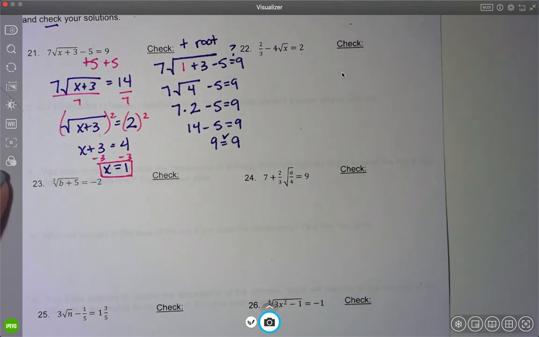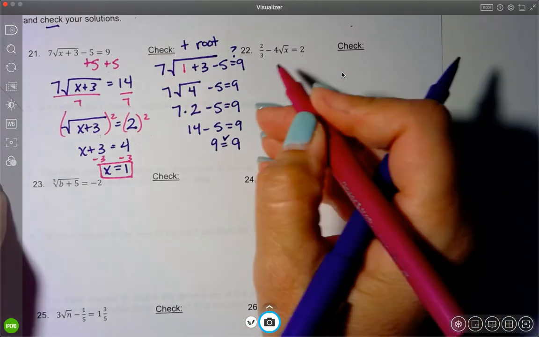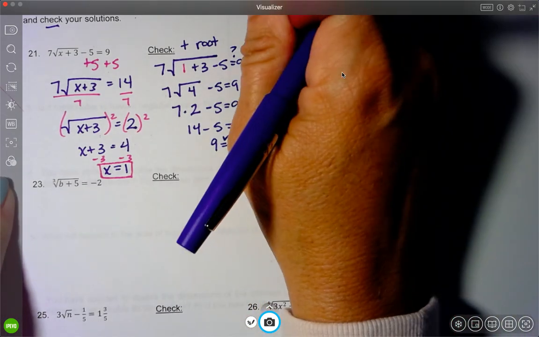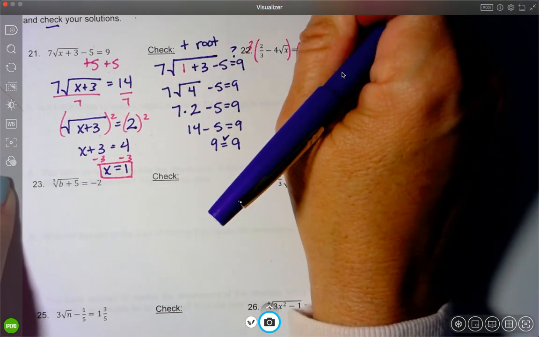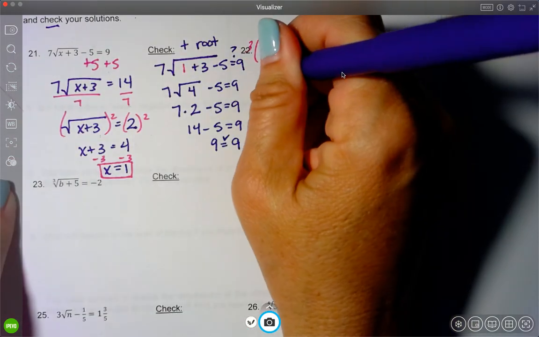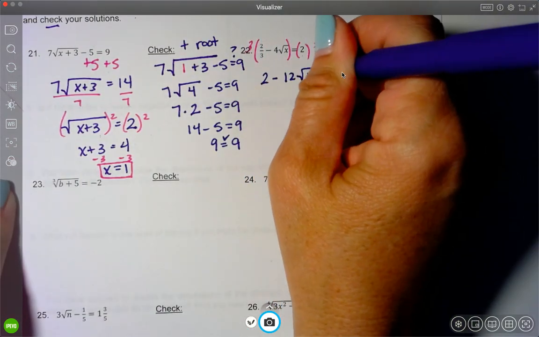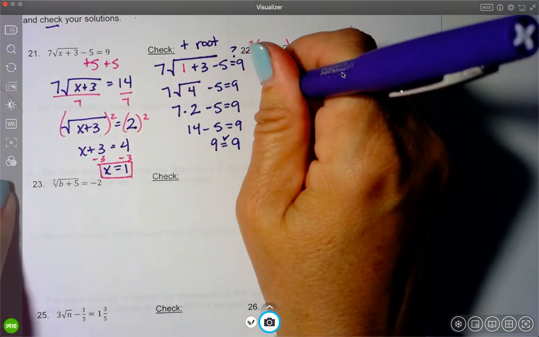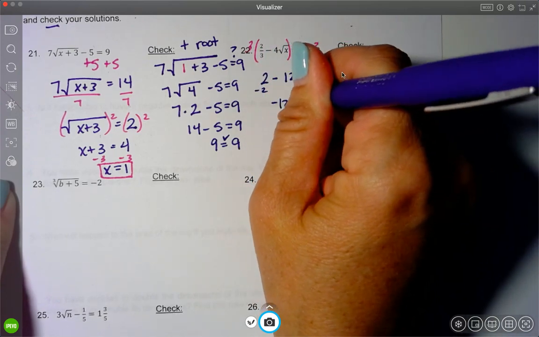minus 4 radical x equals 2. Well, I don't really like to subtract fractions. You could do that. You could subtract 2/3 from both sides, but I'm just going to go ahead and multiply this whole equation by 3 just to clear the fraction. So now I have 2 minus 12 radical x equals 6. And then I'm going to subtract 2 from both sides. So I have negative 12 root x equals 4.